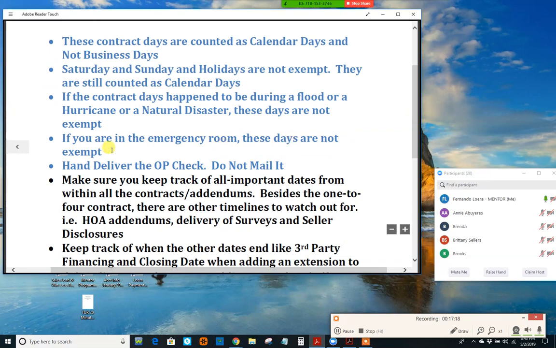And my example here, and this actually happened to one of my students. She had to drop off the option check to the listing agent, and she had to go to the emergency room. So she contacted me and said, "Hey, I'm on my way to the emergency room. I'm in a lot of pain, and I have this option check with me. What can I do?" I said, "Well, you still have to drop it off to the listing agent." "But I'm on my way to the emergency room." I said, "I know, but you still have to drop it off. It doesn't stop." And that day was the last day to deliver it.